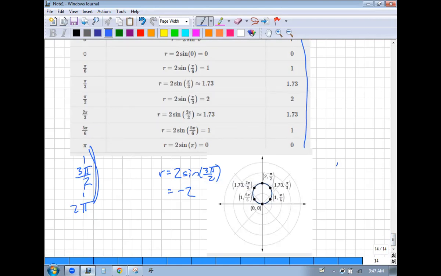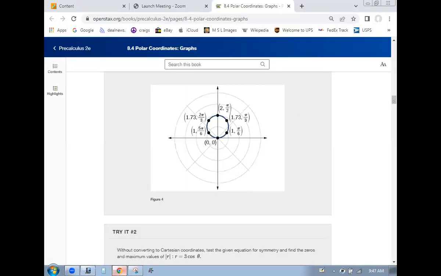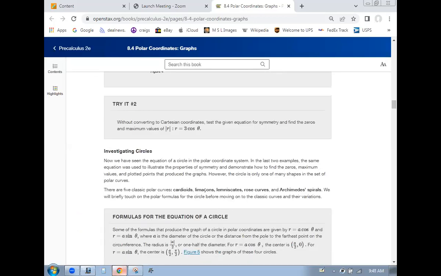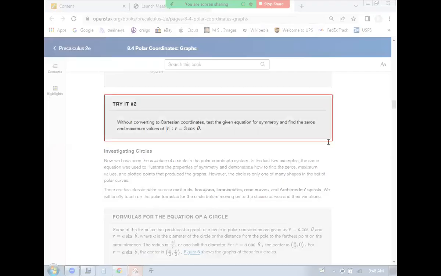Yeah, I'm sure you can. You just have to change the mode to polar, so it knows what you're talking about. Okay. Hmm. Let's do another example.